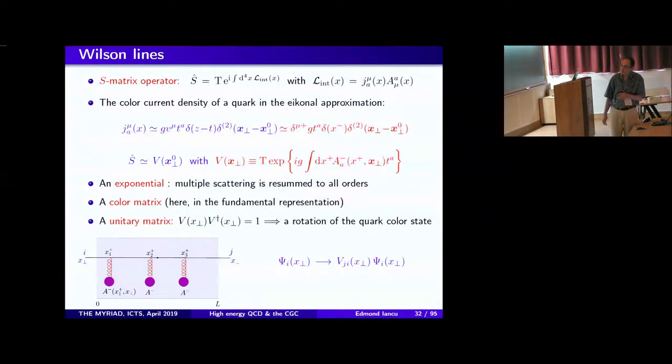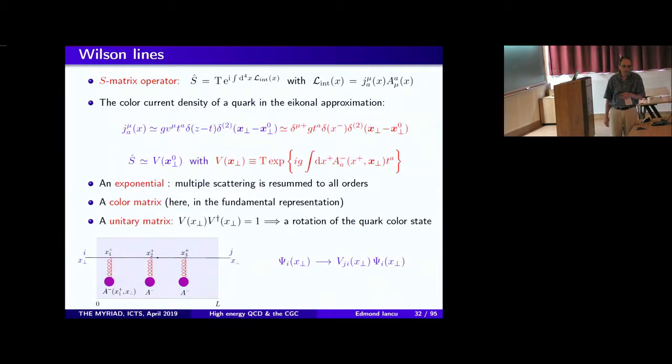So if I define psi, the wave function of the quark, in the transverse coordinate and the color representation, so x perp is the coordinate of the quark, which is a good quantum number, x perp before, x perp after. i is the color state before, j is the color state after. Then the final state is obtained from the initial state just by multiplying by this color matrix. So the only effect of the scattering is to rotate the color from i to j with the amplitude V_ji, which is the matrix element of this Wilson line, evaluated at the transverse coordinate of the quark, which is constant. So the interaction in coordinate space is very simple, to all orders in the scattering, in the high energy limit.